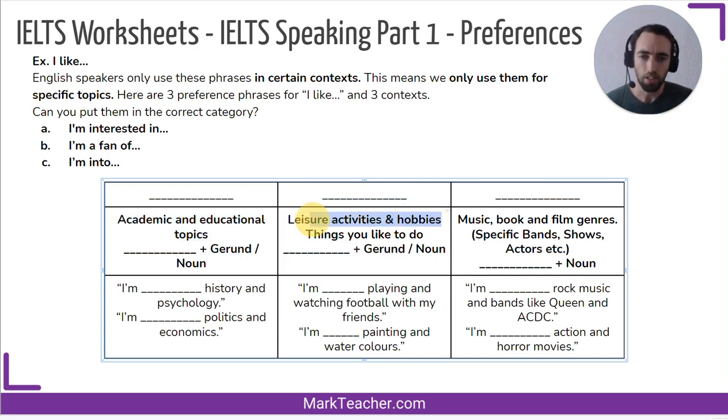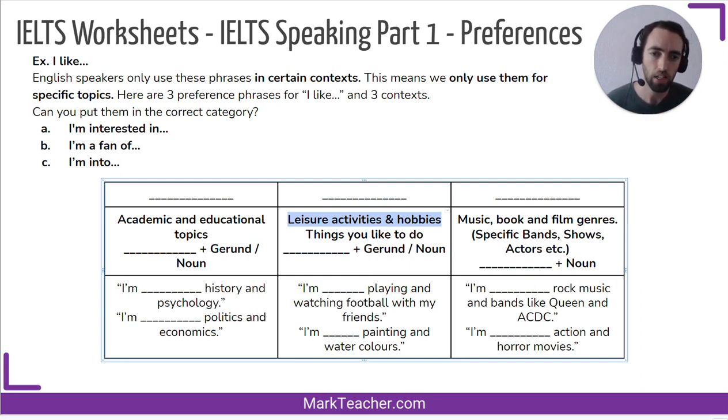The second context is leisure activities and hobbies. These are usually physical activities. For example, sports like running, swimming, hiking, playing tennis. Hobbies can also be creative things like painting or writing.